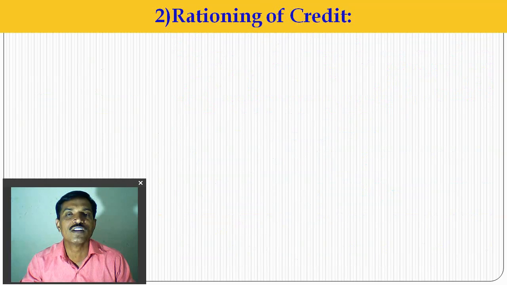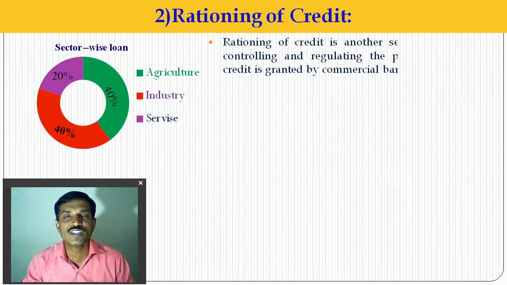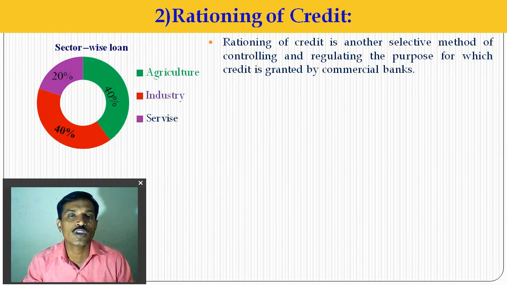That was the fixation of margin requirements. The second is the rationing of credit. The rationing of credit means the RBI fixes a quota for every sector: how much percentage of loan is given to agriculture, how much to industry, how much to the service sector, how much to small scale industry, and how much to large scale industry. Suppose in this example, 20% is given to service, 40% to agriculture, and 40% to industry.